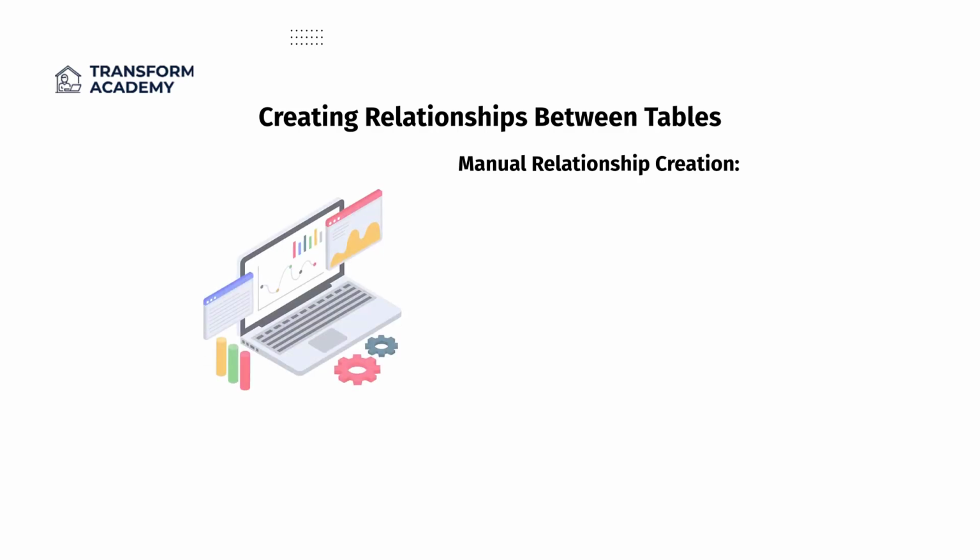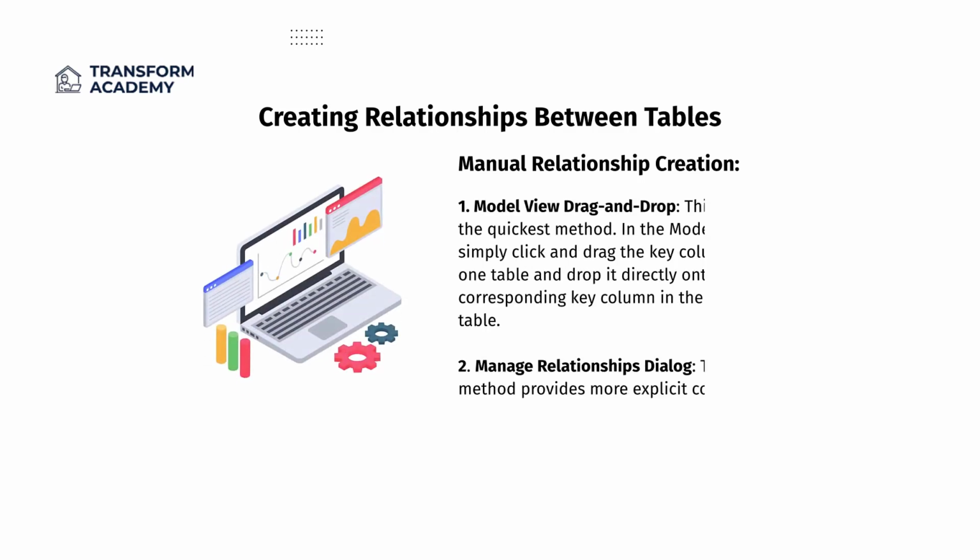Manual relationship creation. You have two main ways to create relationships manually. First, model view drag and drop. This is often the quickest method. In the model view, simply click and drag the key column from one table and drop it directly onto the corresponding key column in the related table. Power BI will create the relationship and attempt to determine its properties automatically.